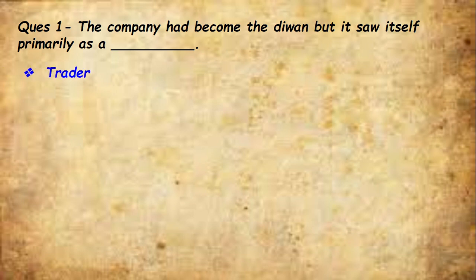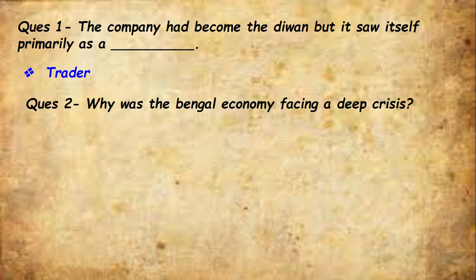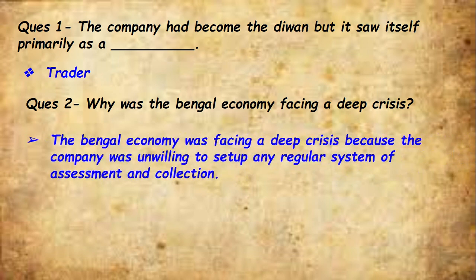Now let's move on to the second question. Why was the Bengal economy facing a deep crisis? This also we have done in Revenue for the Company, part 1. So the answer is, the Bengal economy was facing a deep crisis because the company was unwilling to set up any regular system of assessment and collection.